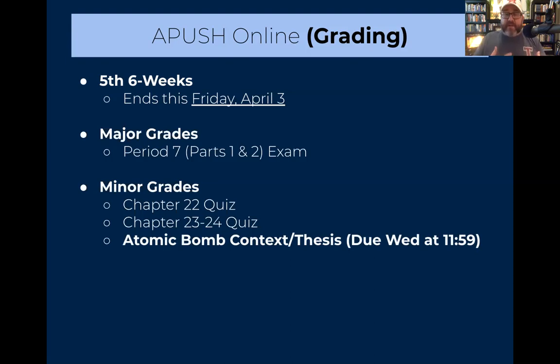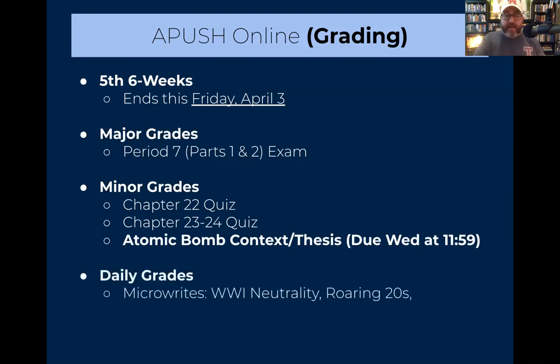I'm going to give you that atomic bomb context and thesis on Tuesday, and you will have all day Tuesday and all day Wednesday to write simply a context and thesis answering the question: was the United States justified in dropping the bomb on Japan? Once you turn in that context and thesis, that will give me all day Thursday and all day Friday to grade it. And then I will put that third minor grade in HAC.